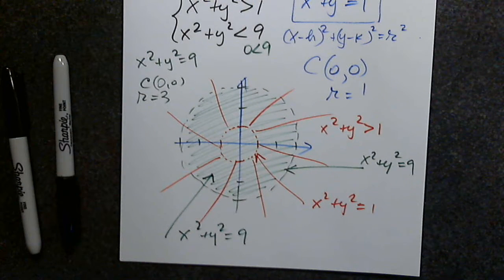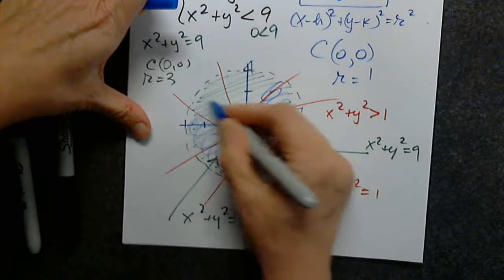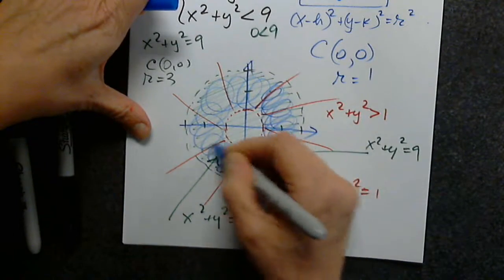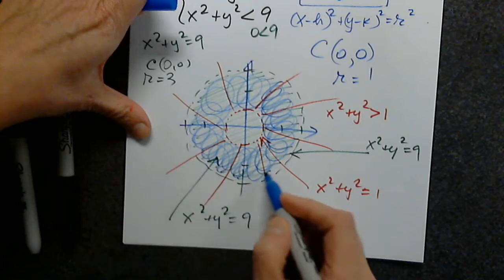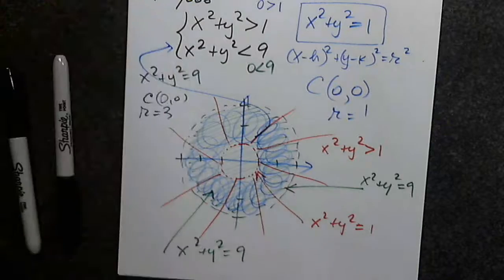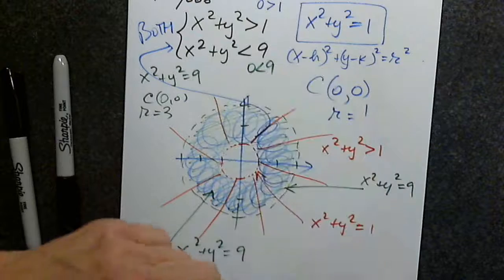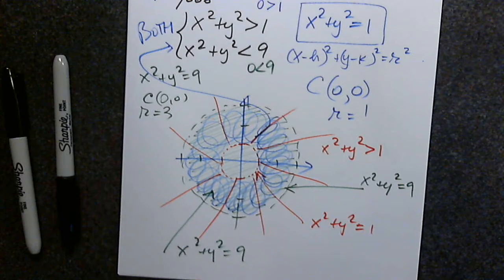Now I have to find the intersection of these two, the red and the green. If they overlap, then there is a solution. If they don't overlap, there is no solution. Do they overlap? Yes, right here, like a donut. Not points on this circle, not points on this circle. So what is this? The blue region. Both, yes.